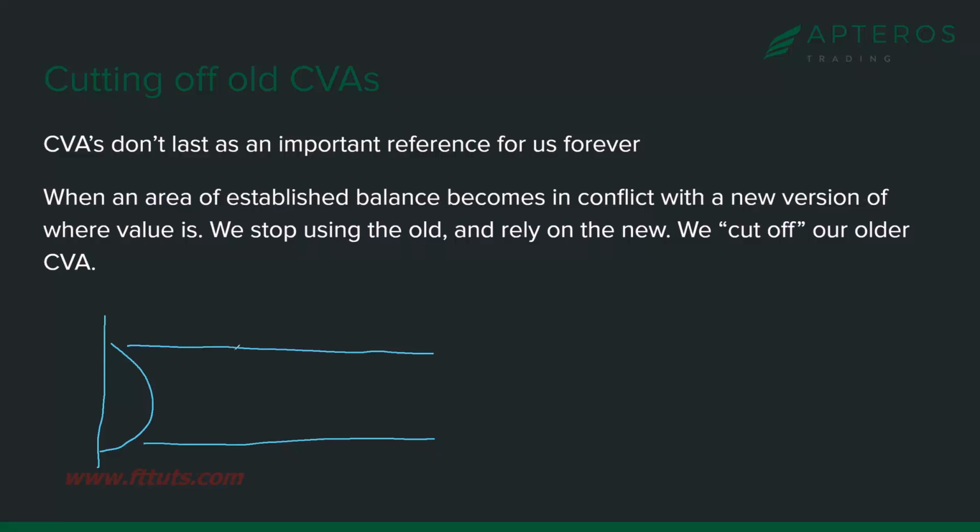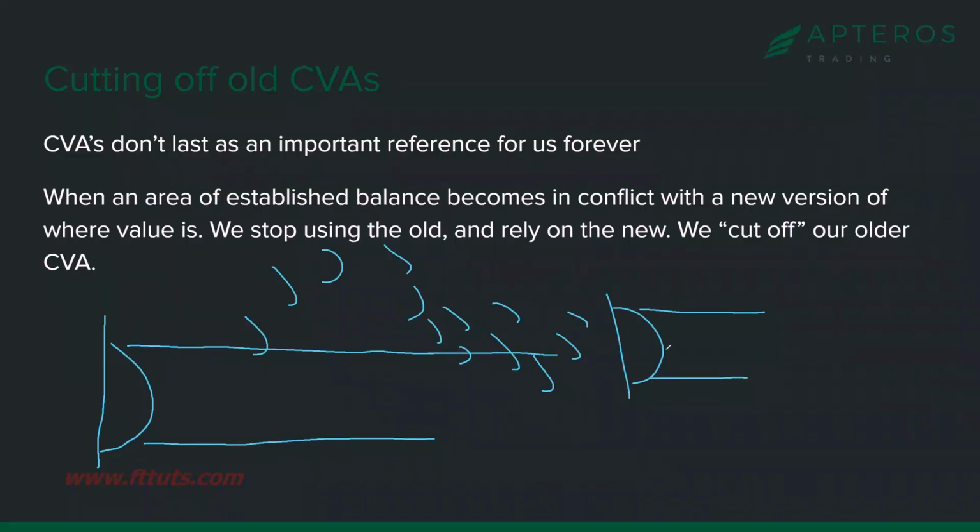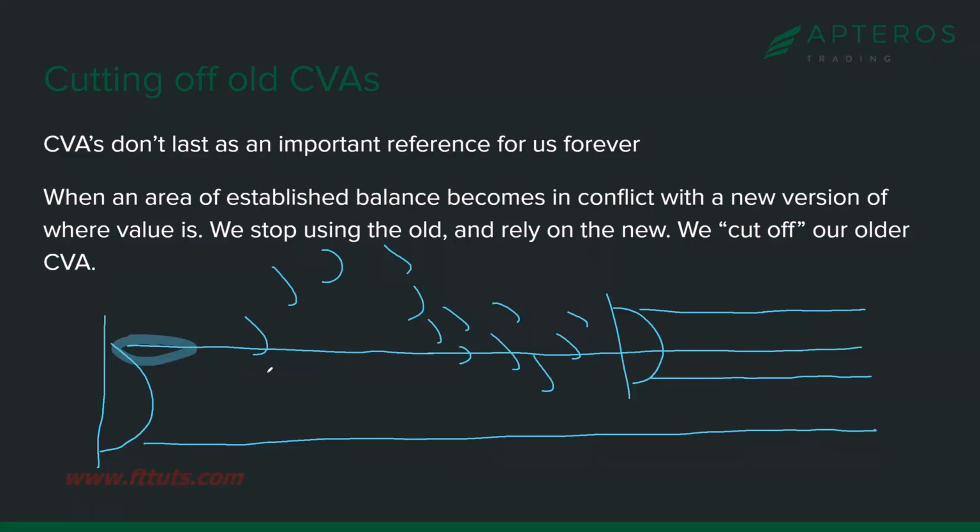So let's say that this was a 5-day CVA and then we break higher and all of a sudden the market starts to come back and then actually starts to balance in this area. And we end up with a new 6-day CVA like this. Are we gonna use all of these levels? No, we're not. We're gonna cut off the old, and we're gonna use the new. Especially this area, which used to signify the upper edge of a balance area, value area high, this is especially gone. We are not going to use this.